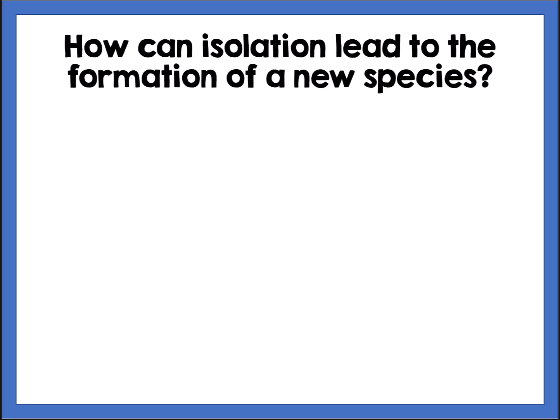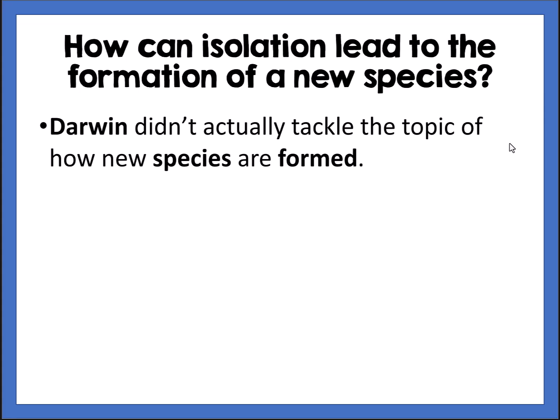Okay, so we've addressed how allele frequencies can change, or how variation in a population can change over time. That doesn't necessarily mean that new species are being formed. It just means that the population is changing and it doesn't look exactly the same as it did when we originally started studying it. But isolation can lead to the formation of a new species. So Darwin didn't actually tackle the topic of how new species are formed.